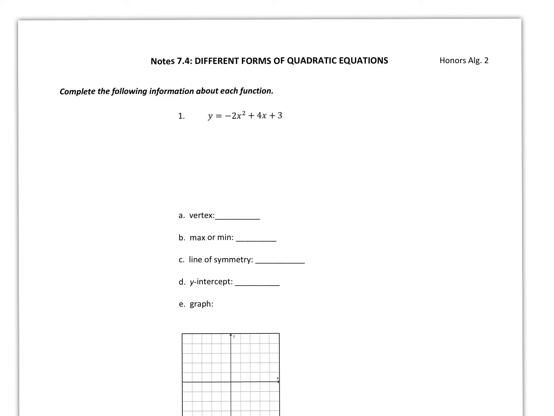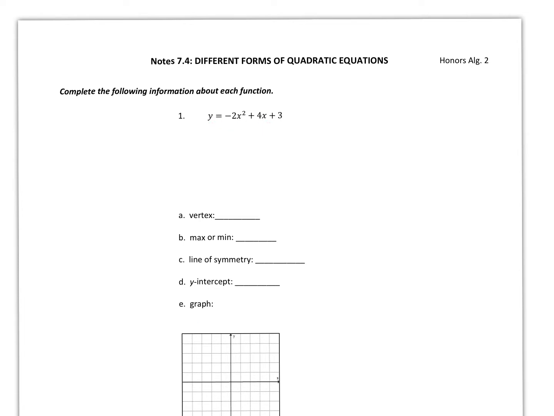All right, in this lesson, we're going to look at different forms of quadratic equations and different things we can do with them. Look at the instructions. It says complete the following information. So here's the equation, negative 2x squared plus 4x plus 3. They want us to find the vertex, the max or min, the line of symmetry, y-intercept, and graph. Well, in standard form, those things are hard to pick out.